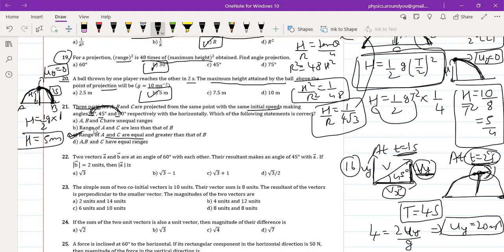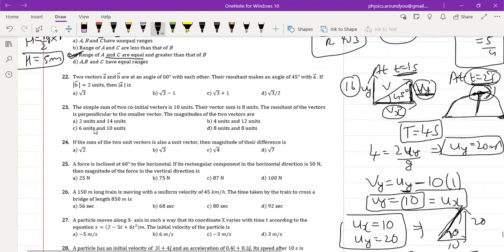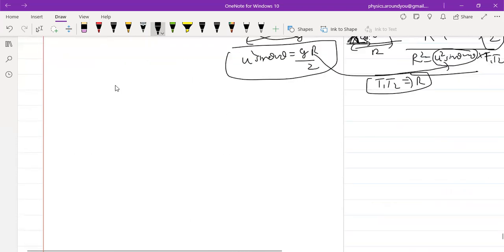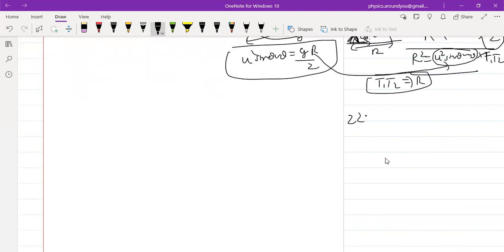Now question number 22. Two vectors A and B at an angle of 60 degree with each other. The resultant makes an angle of 45 degree with A. If mod B is 2 units, then what is mod A? If the magnitude of one of the vectors is 2, what is the magnitude of A? So we shall sketch 22 slightly, with a scheme.